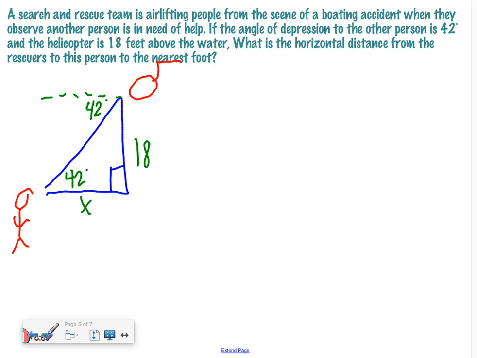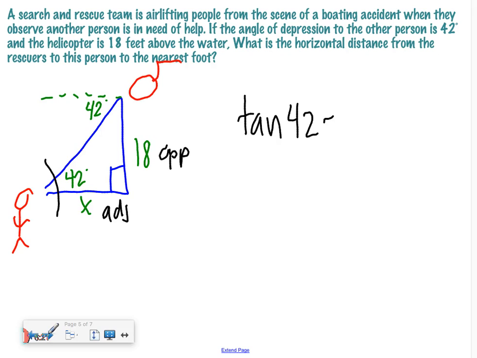Now from here, we're just going to use our trig. Here's the angle we know. What's 18 with respect to 42? Opposite. And x is adjacent. What trig function uses opposite and adjacent? Ooh, tangent.